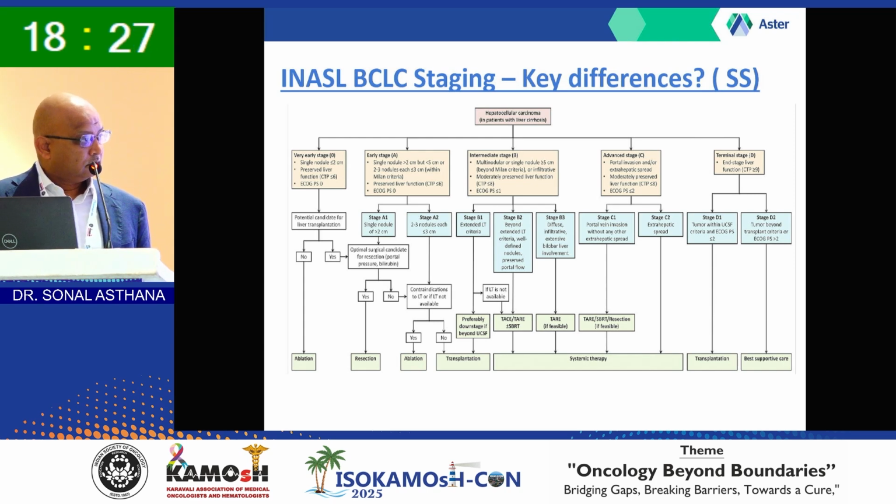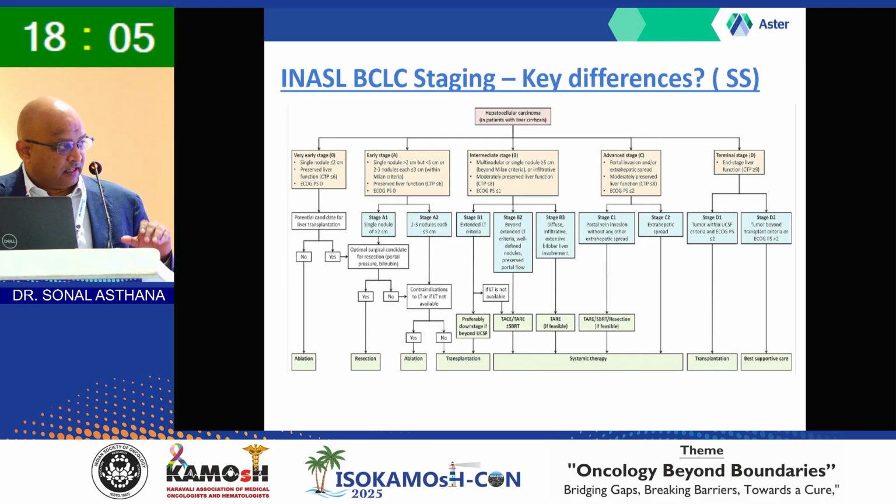For example, stage A has a subdivision of A1 and A2. B has B1, B2, B3. C has C1, C2. If you just see the flowchart over here, it's so easy that under each stage we can select each treatment modality. So it's almost the same, but with more clarity with the INASL. I think one of the key differences also is that it reflects a little bit more of Eastern philosophy of treatment, which is that we are a little bit more aggressive when it comes to surgical resection and transplantation. I'll go into that in more detail as well.